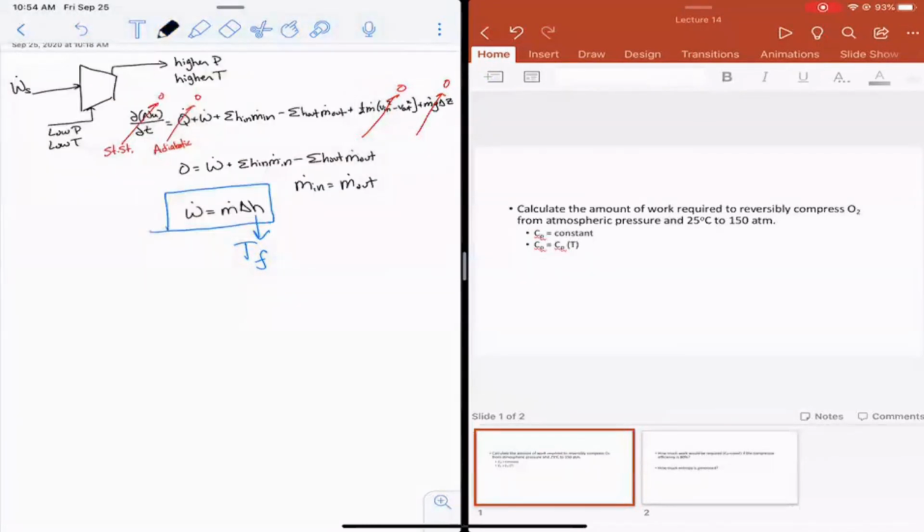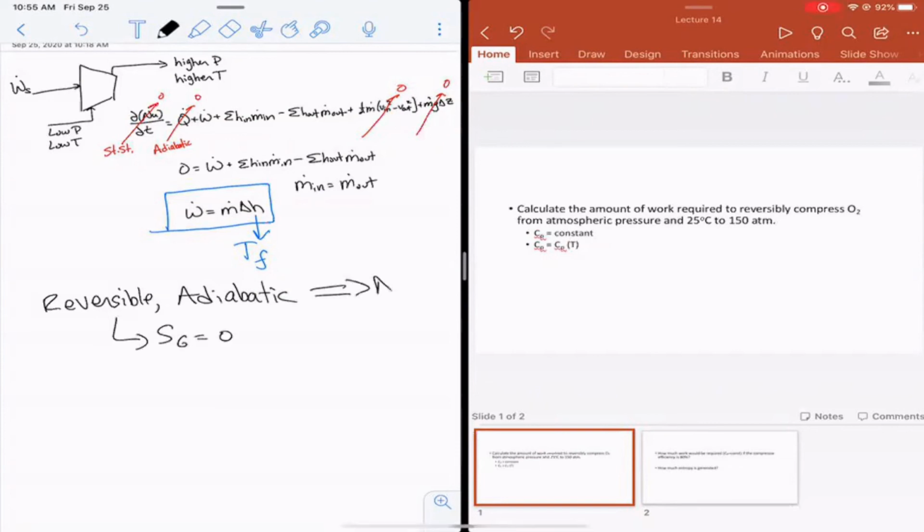Now, our open system entropy balance, you're actually asked in your homework to prove that for a reversible adiabatic system, that, of course, the reversible means that Sg is equal to 0. But the combination of these two is that the change in the entropy of the system is also equal to 0. And like I said, that's in the homework. So you guys will prove that that's true.